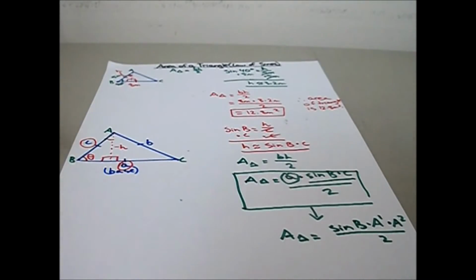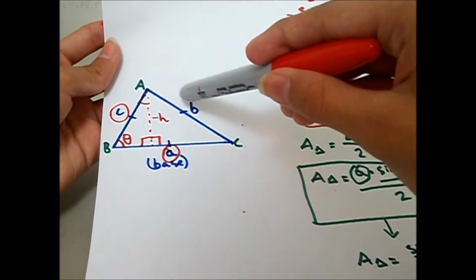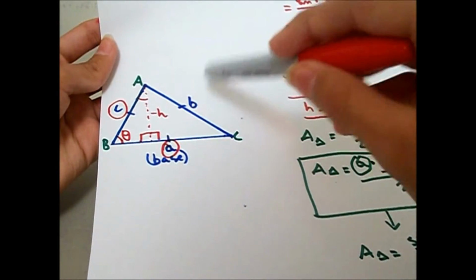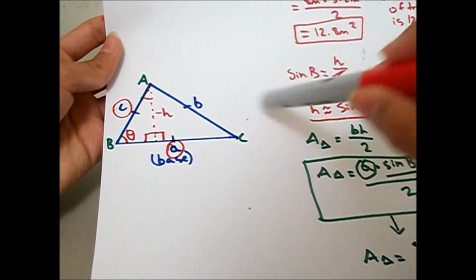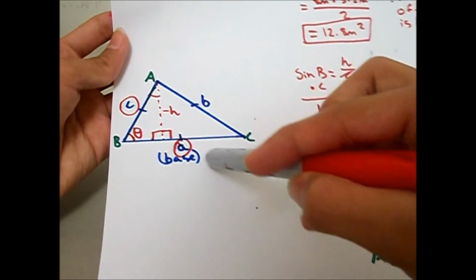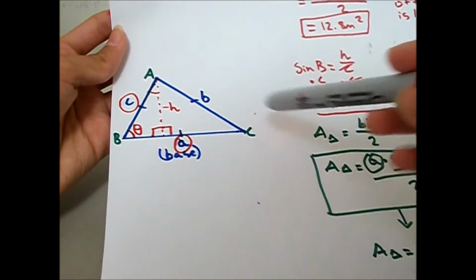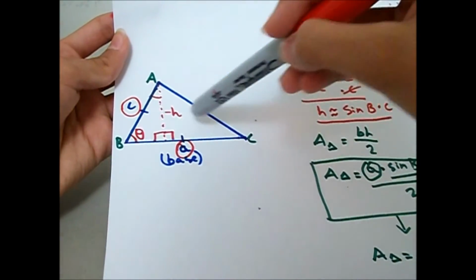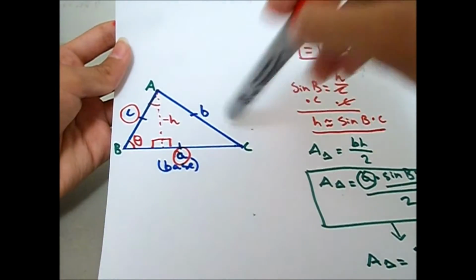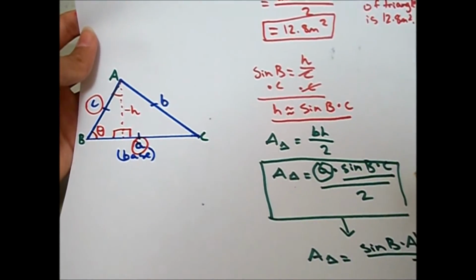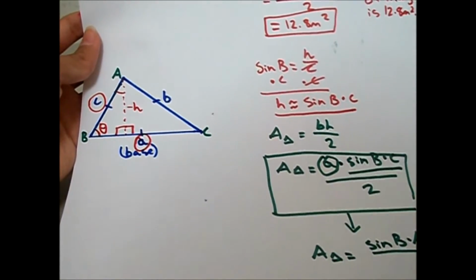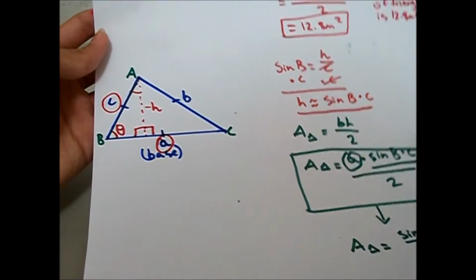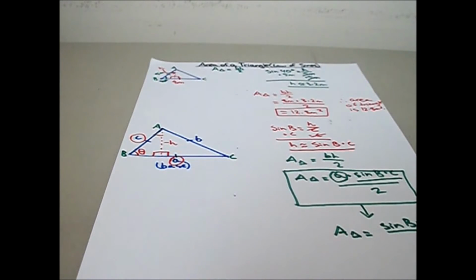Remember that there can be variations to this formula. So for example, if you were given side length b as the base instead of side length a, then you will draw a dotted line from here to there, making two right triangles. And then your formula can be something like sine of A times b times c divided by 2, or something else. And then you go on from there.